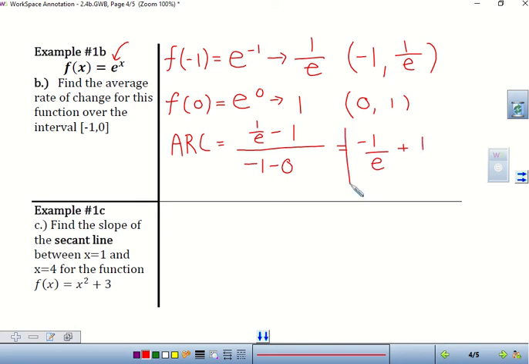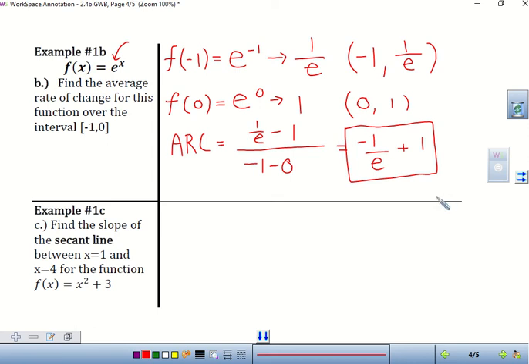So like I said, sometimes average rate of change will not be an exact number. If you were to put this in the calculator, there is a button for e on that calculator. You could get a decimal approximation, but you couldn't get an exact number with a calculator, just like if you were to do pi or a square root, it's always rounded. So does anyone have any questions about that?